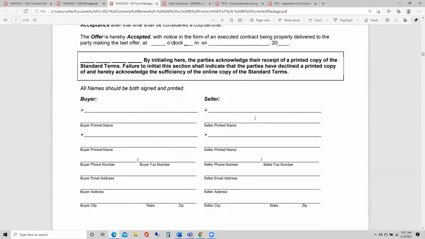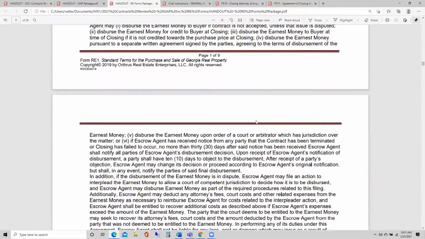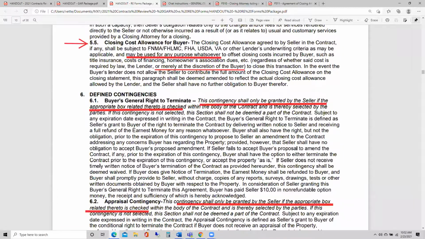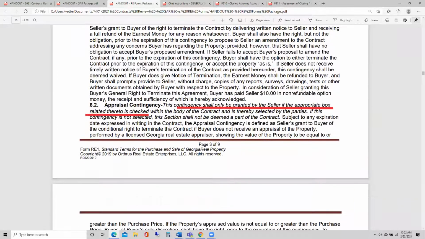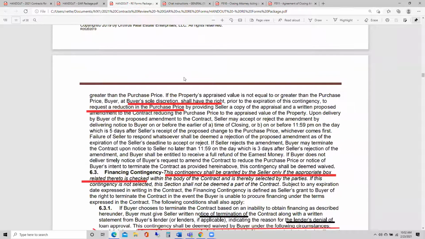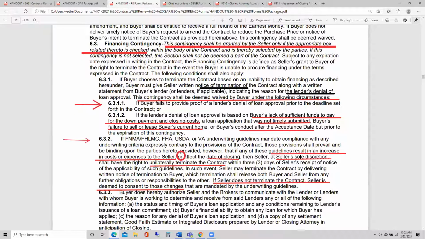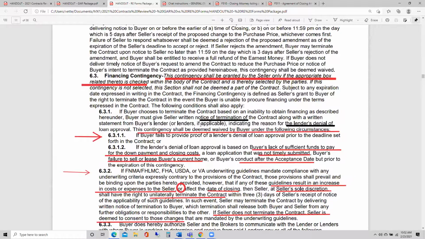So what happens if it doesn't appraise? Again, close your eyes so you don't get seasick. Here under the standard terms, here's where it talks about what happens if it doesn't appraise. Here's what has to happen in the timeframes and the notices. What happens if the buyer doesn't get their financing contingency? Here's what has to happen with notices and denial letters and the seller's remedies and repercussions. So you don't need any additional documents other than the purchase and sale agreement for an appraisal and a financing contingency binding under the RE Forms.